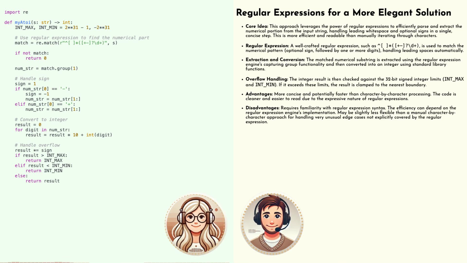Plus, that's a capturing group. And it basically says, hey, this is the part of the string that we really care about. A capturing group, yeah, it's like putting a spotlight on the important part. So inside that group, we have [+-]?.